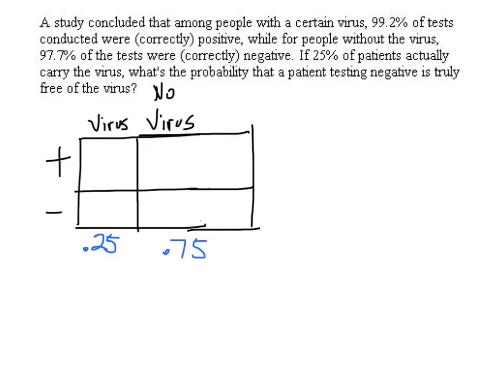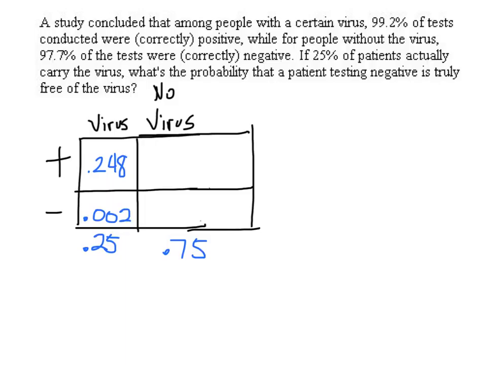And they told us that it was accurate for positives 99.2% of the time. So if we take 0.25 times 0.992, we get 0.248. So they get a negative result when they're actually positive 0.8% of the time. So either you could subtract 0.25 minus 0.248 or do 0.8% of 0.25, get the same thing either way.